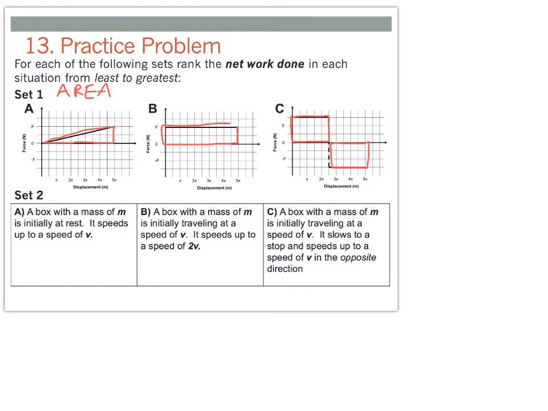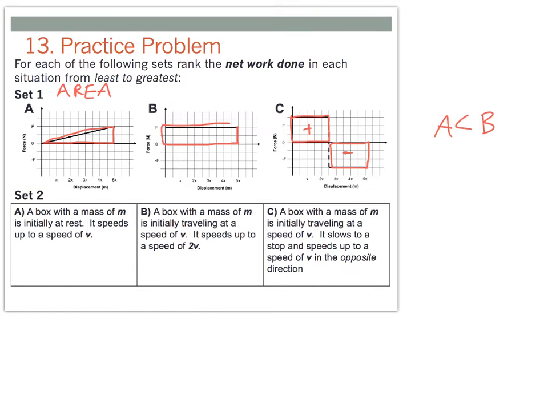So the easy one to look at here is just comparing A and B. B clearly is a bigger area than A. It has the same base and height, but one's a rectangle, one's a triangle. So we can say that A definitely has less work done than B. Looking at C might be a little bit trickier, but if you think about what we did before with area, we know that area above the axis is positive and area below the axis is negative.